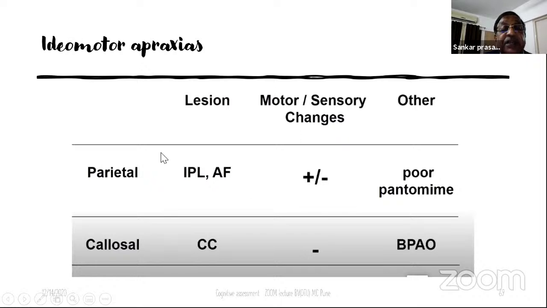So you see parietal, inferior parietal lobe, and callosal. So these are the lesions which are seen in the arcuate fasciculus and the inferior parietal lobule, and you get motor and sensory changes and poor pantomime in the parietal, and in callosal, body part observation and recognition is possible, and the lesion is in the corpus callosum.